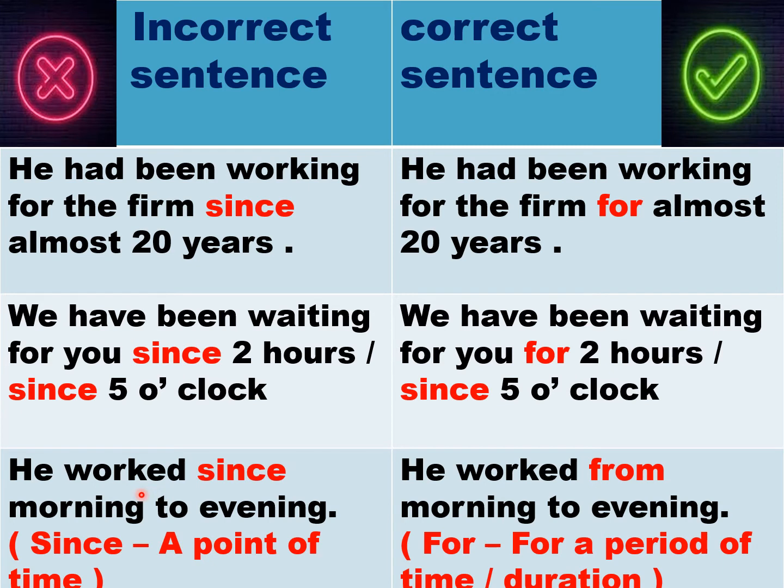See the next sentence. He worked since morning to evening. Instead of since, we must use from. He worked from morning to evening. If we use for here, it's wrong. He worked for morning to evening is wrong. He worked from morning to evening is correct. This from also indicates duration. From morning to evening, he worked.